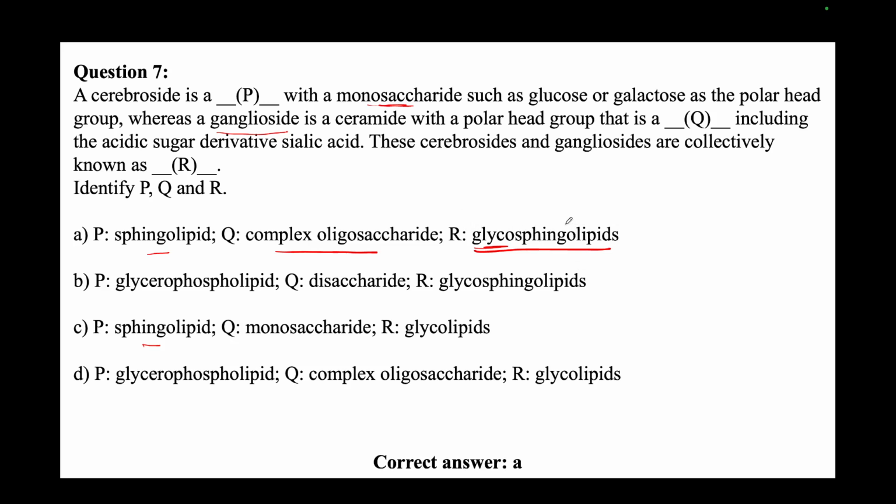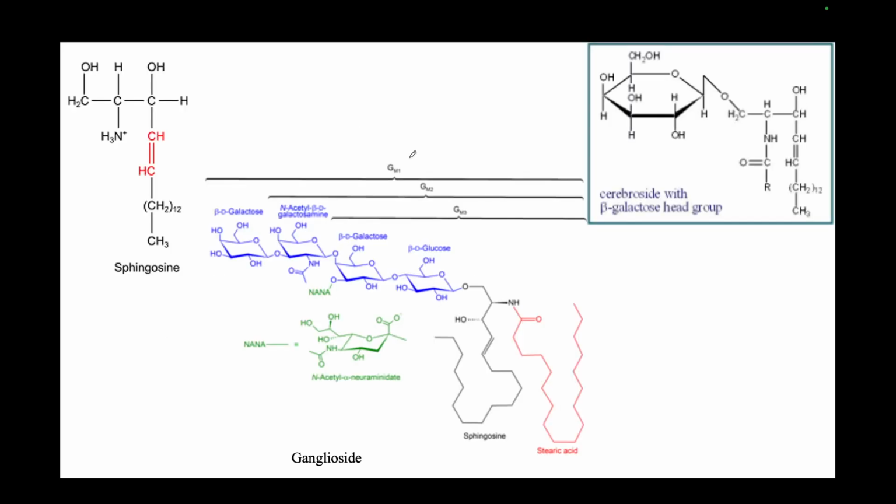So the correct answer is option A. Cerebroside is a sphingolipid with a monosaccharide such as glucose or galactose as a polar head group, whereas ganglioside is a ceramide with a polar head group that is a complex oligosaccharide, including the acidic sugar derivative sialic acid. These cerebrosides and gangliosides are collectively known as glycosphingolipids. So this is a sphingosine molecule. Basically, this is the backbone structure of any sphingolipid.